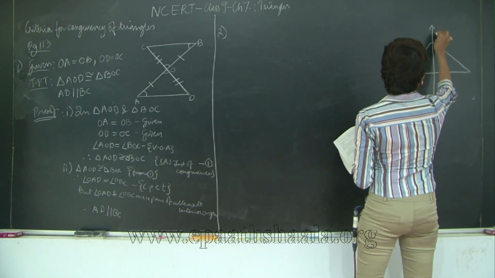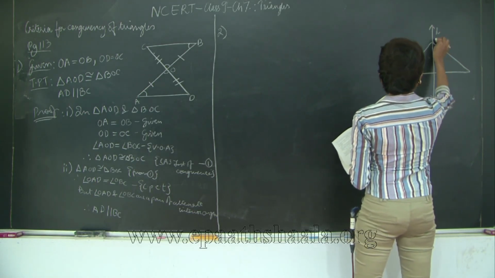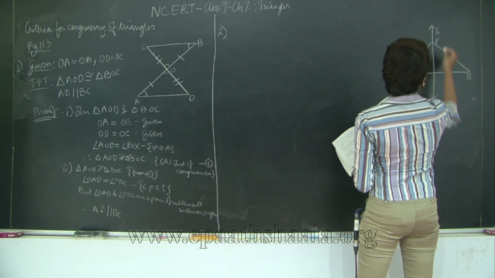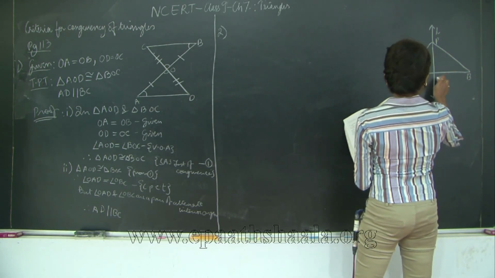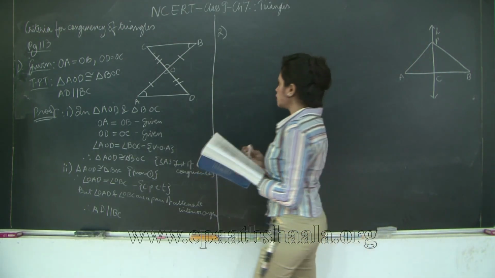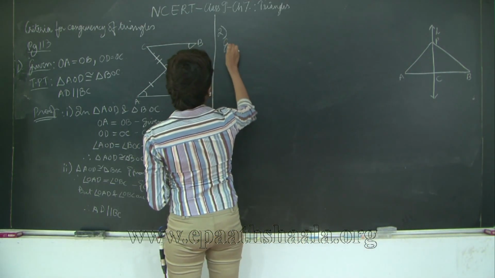So I see a line L and triangle PAB, and this line L is cutting my side AB at point C. Let's see what is given and what we need to do. So let me write the given.